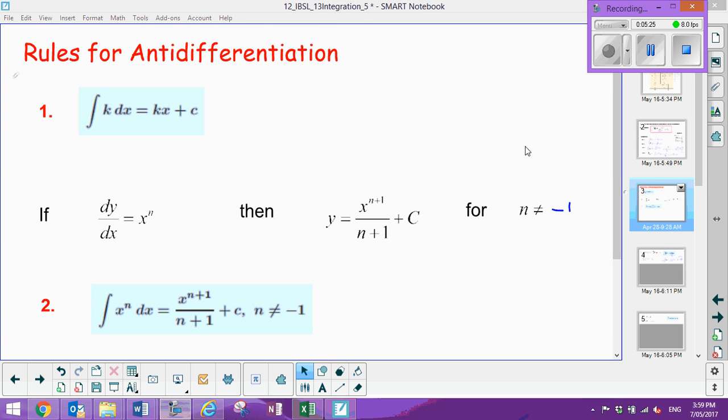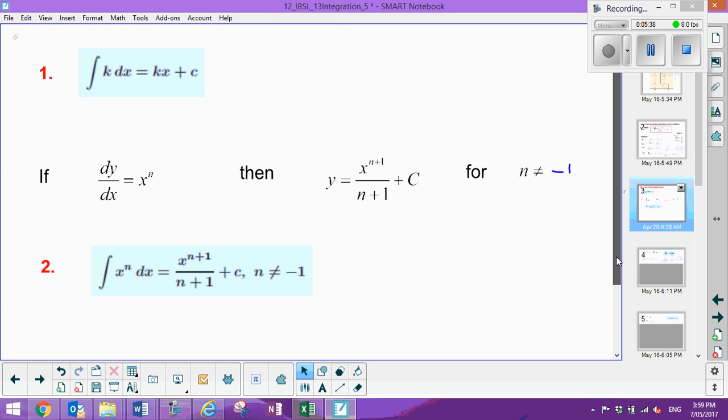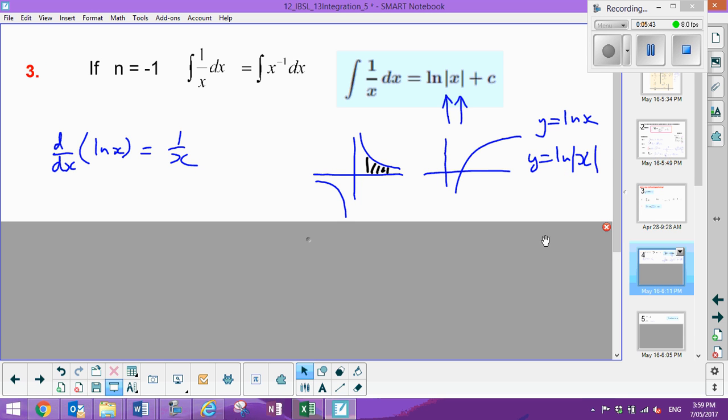So the overall rules for our anti-differentiation: constant goes to kx, x to the n plus 1. So these rules are just summarised from the textbook here. So nothing new with those. That's what we were working with on the previous screen. Let's look at our other functions that we've done through the course.